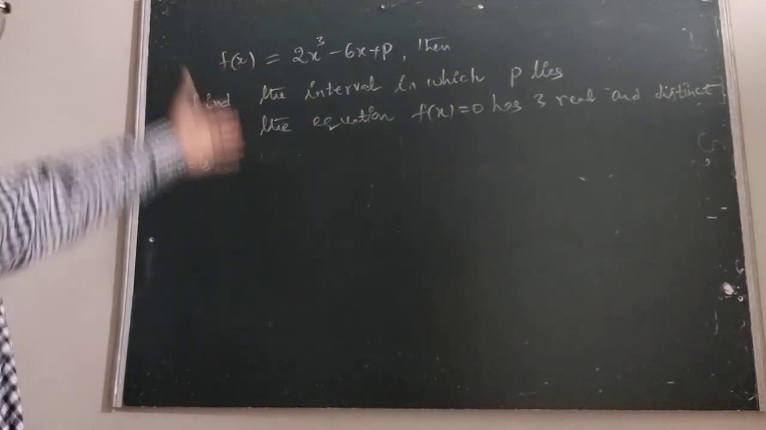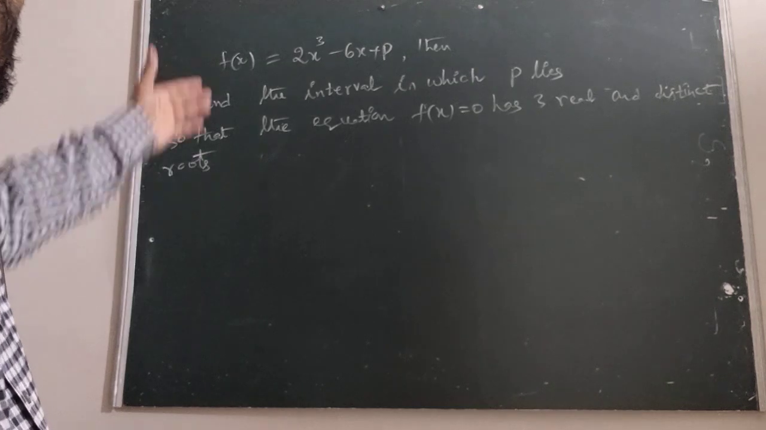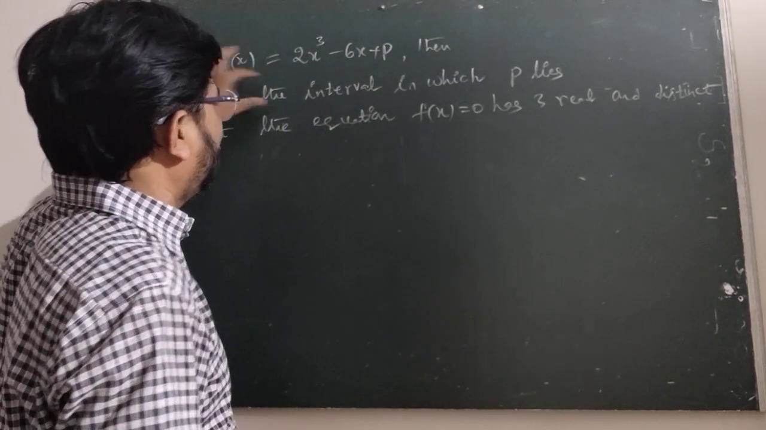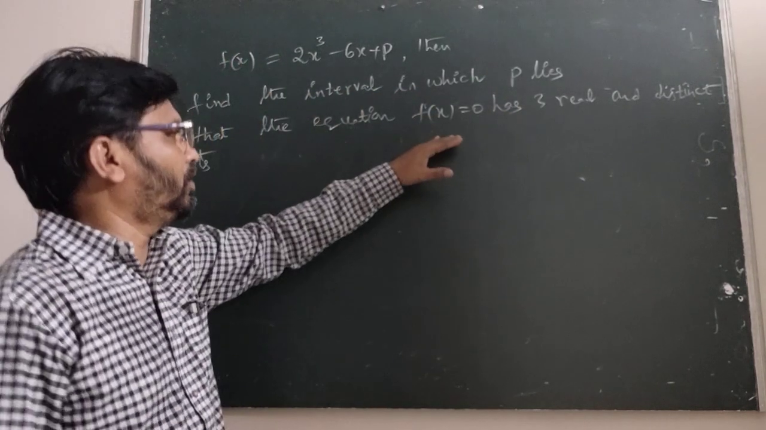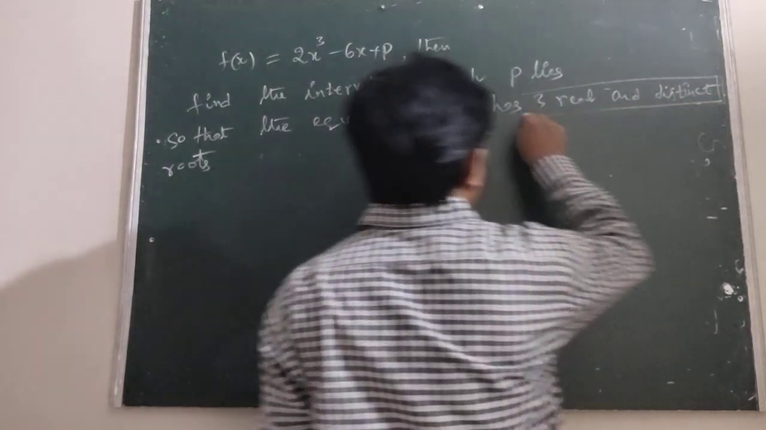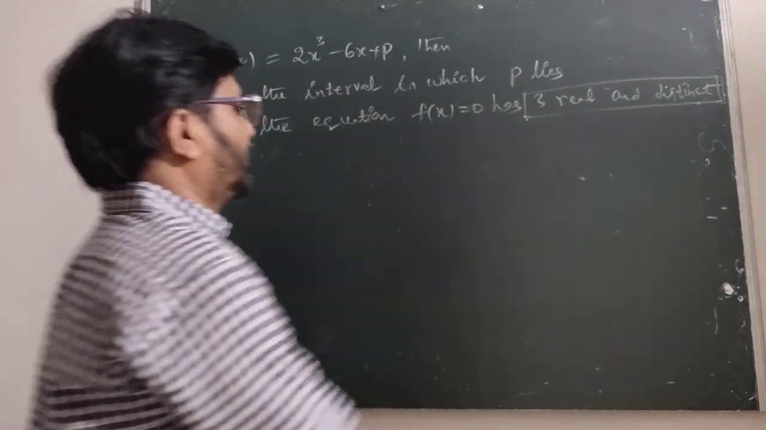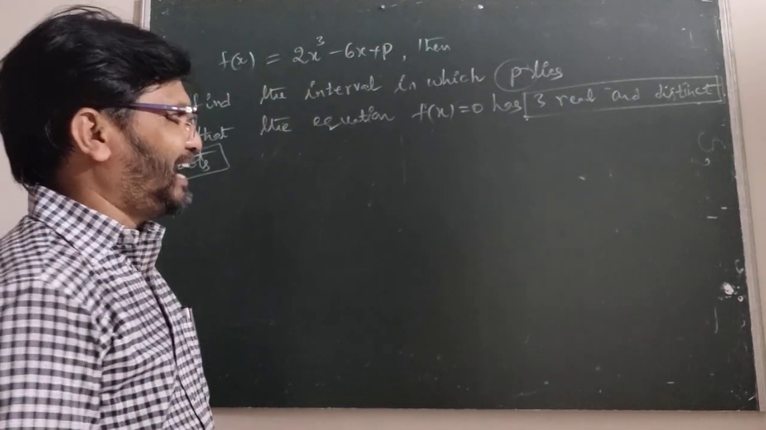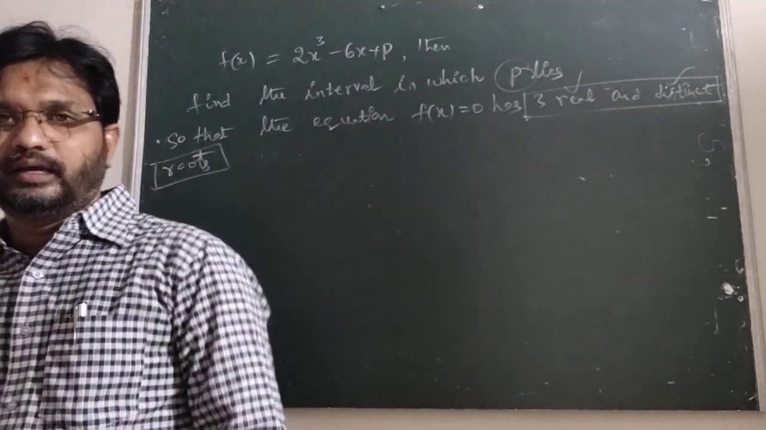So now we are going to example one. Here f(x) = 2x³ - 6x + p. Find the interval in which p lies so that the equation f(x) = 0 has three real and distinct roots. Now we find the values of p for which f(x) = 0 has three real and distinct roots.